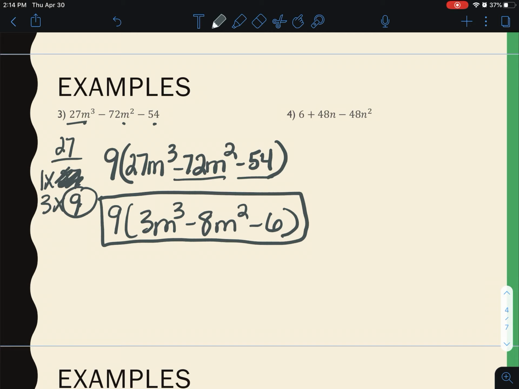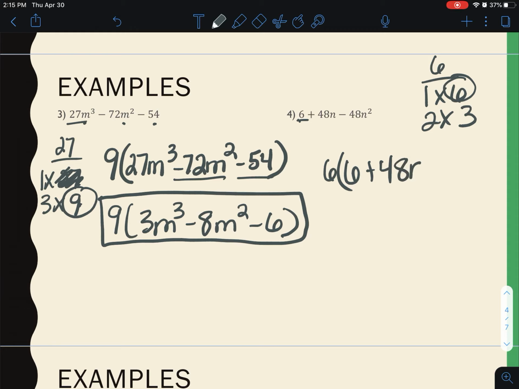All right, number 4. 6 plus 48n minus 48n squared. Look at your smallest number, 6. Factor pairs, 1 times 6, 2 times 3. Look at the largest number, 48. 6 is a factor of 48, so that's going to be our greatest common factor. The first term doesn't have a variable, so my greatest common factor is just going to be 6 by itself. So 6 plus 48n minus 48n squared inside.